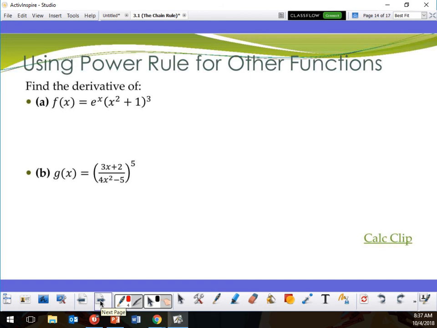Okay, so this is product and chain together. E to the x times that quantity, that's going to be a product. So we're going to call this one F, call this one G. So F prime is what? E to the x. G prime is? 3 times x squared plus 1 to the square, okay, so it's 3 times x squared plus 1 to the squared, by 2x.